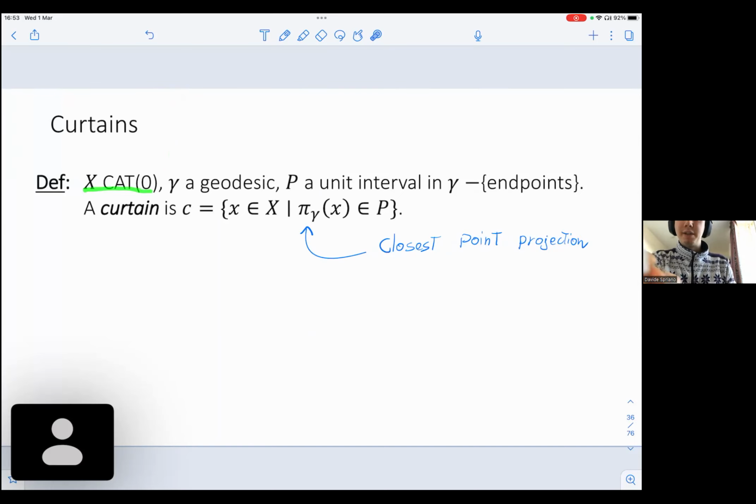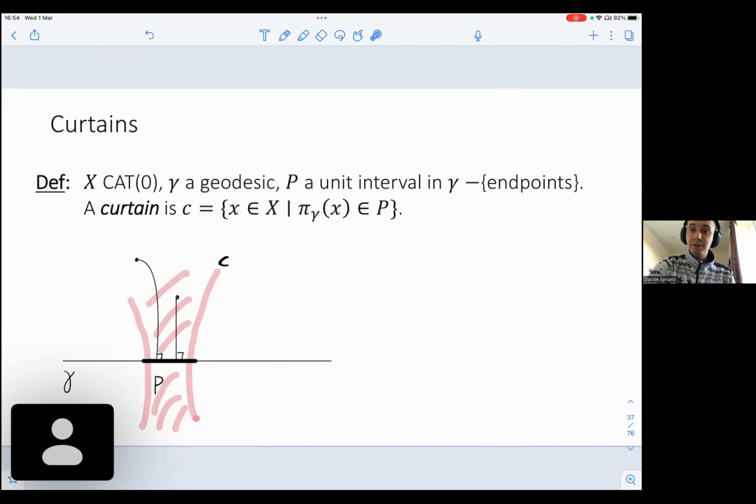Let X be a Cat0 space, let gamma be a geodesic, and let P be a unit interval in gamma without the endpoints. So what does it mean? This just means a subsegment of gamma of length 1, and such that this subsegment does not contain the endpoints. Right, so the picture is that this is gamma, and then there is P somewhere of length 1. And then a curtain is the set of points x in X such that the closest point projection of x onto gamma belongs to P. So here is a picture.